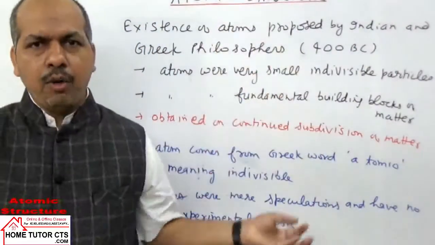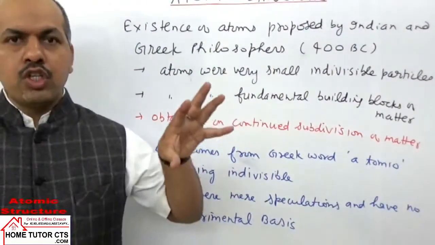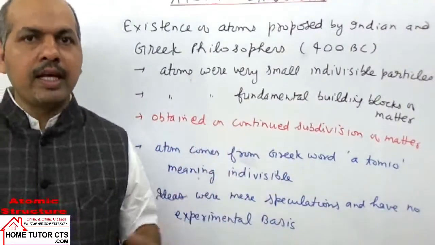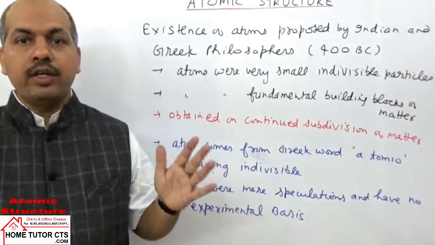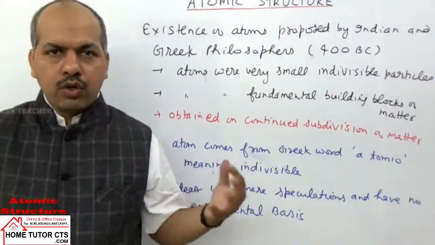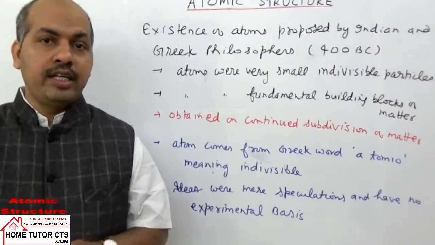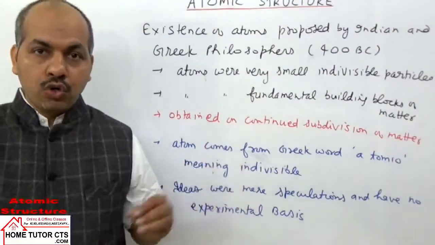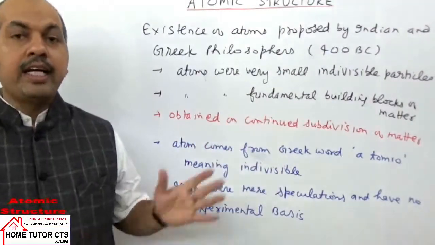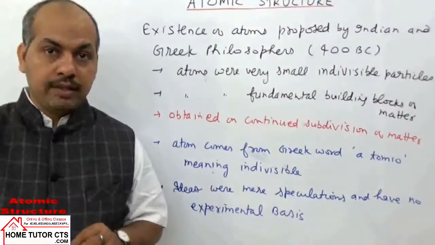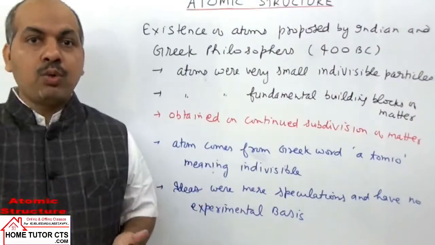And this idea of the existence of atom was a major speculation. They just thought that this is possible, but they had no experimental basis. So it was not touched for a long time. In the 19th century, in 1808, a British scientist, John Dalton, revived this idea of the structure of atom and gave his famous Dalton's atomic theory, which held true for a long time, meaning it was not challenged for a long time.